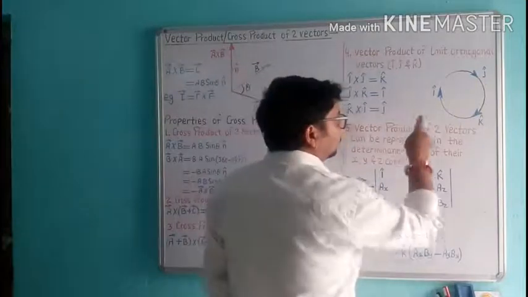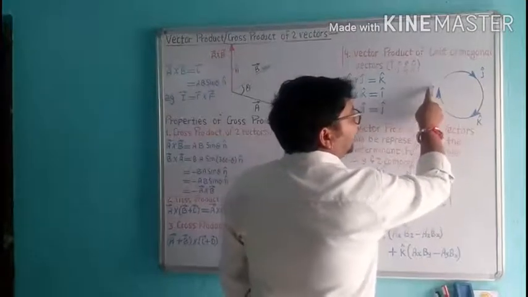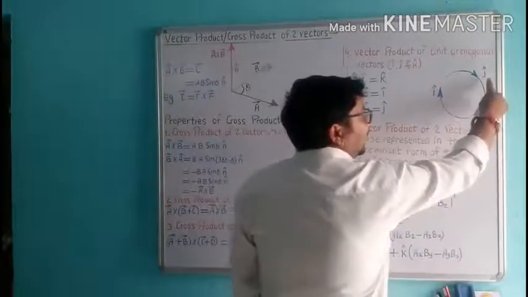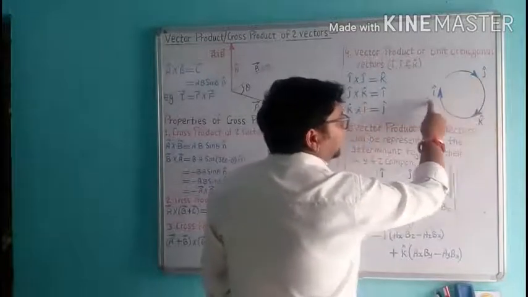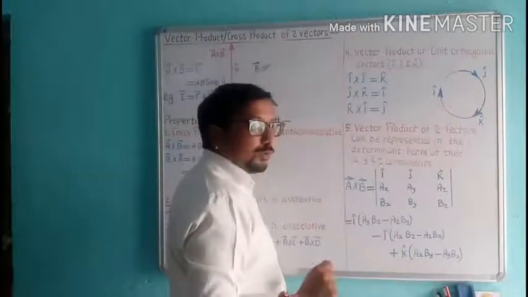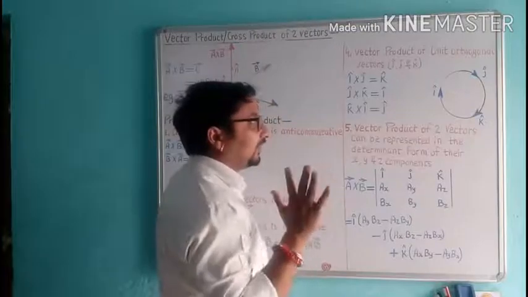Then I cap cross J cap gives K cap. J cap cross K cap gives I cap. K cap cross I cap gives J cap. Follow one direction only.